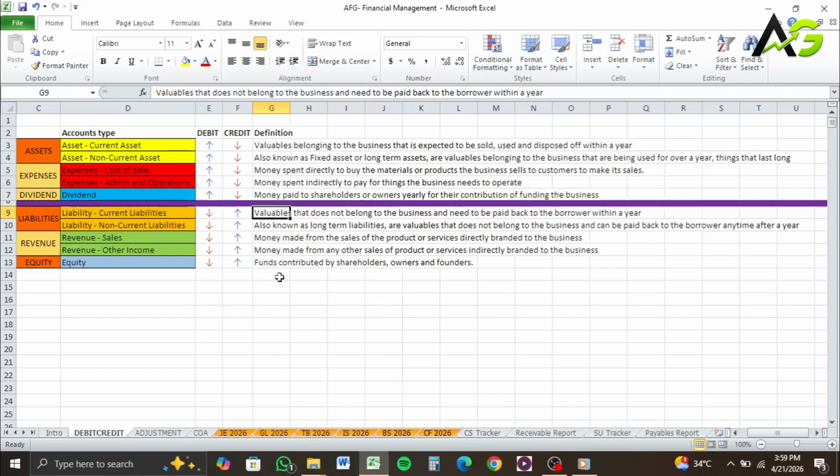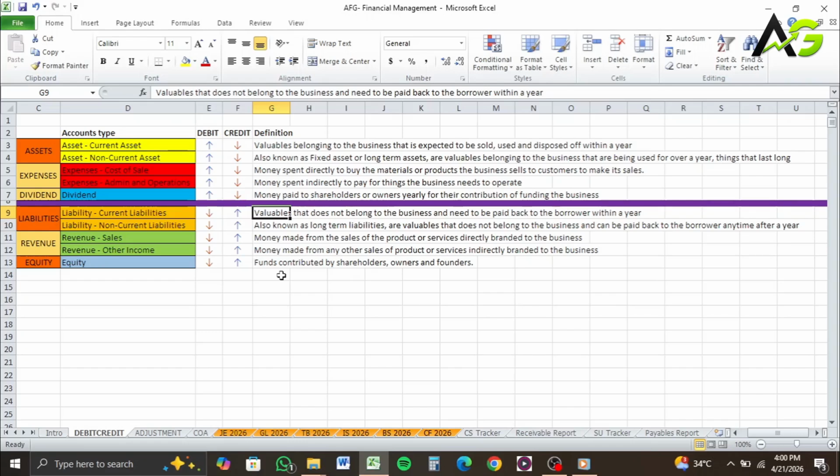Liabilities, non-current liabilities, valuables that do not belong to the business and need to be paid back to the lender within a year. Okay, current liabilities. Just like current assets, it is within a year. Instead of someone owing you, you are owing someone. And you need to pay it back within a year.